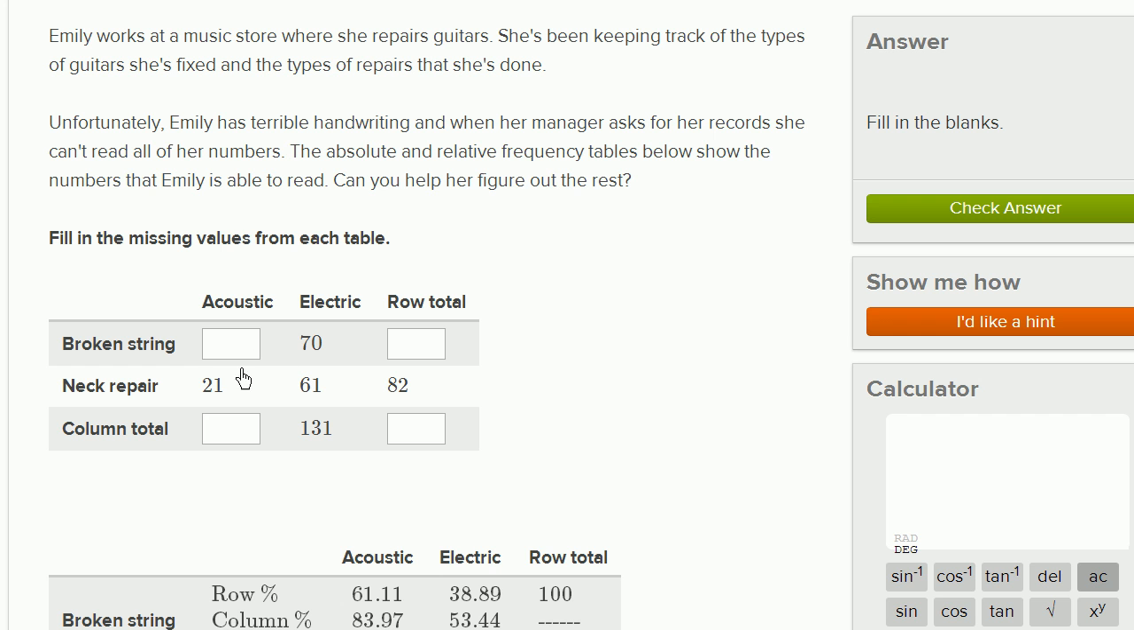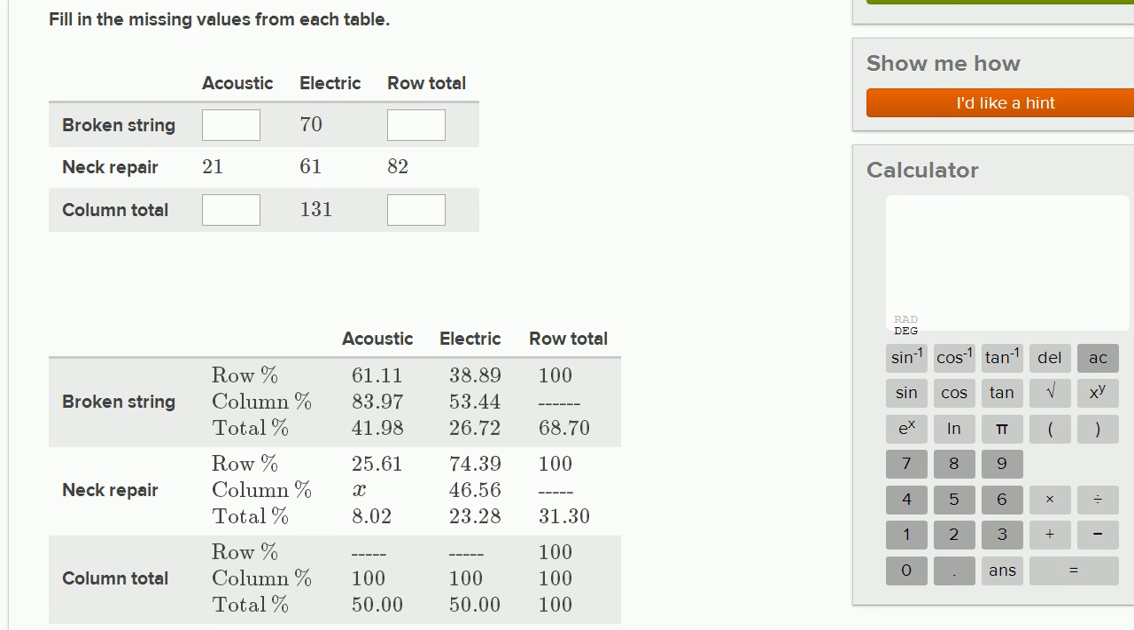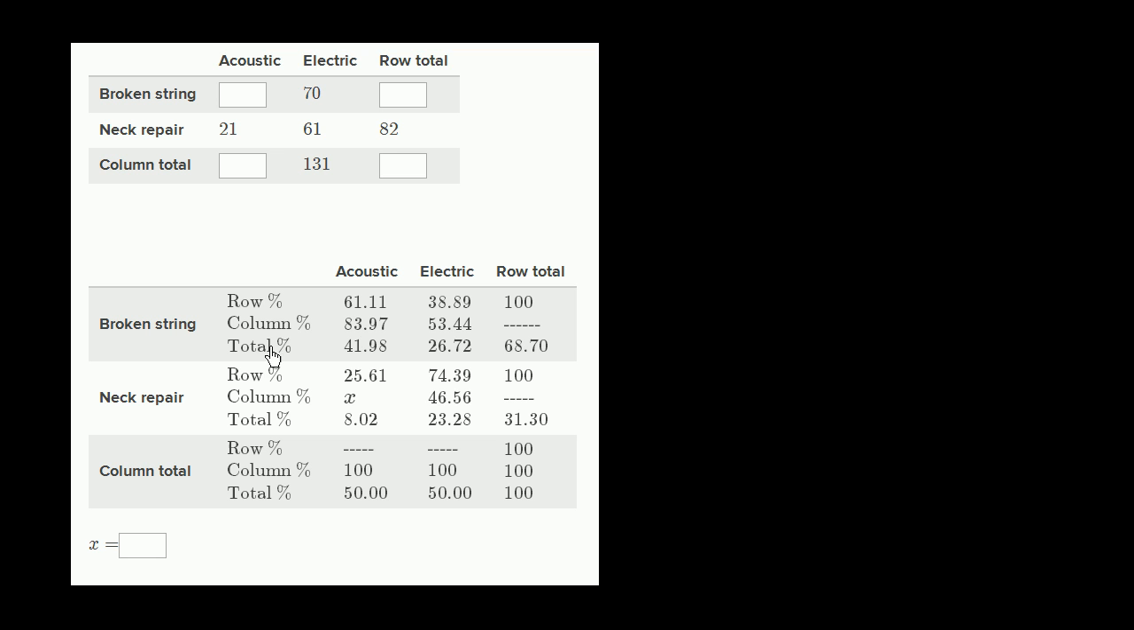So I've actually copied and pasted the absolute and relative frequency tables right over here, on my little scratch pad, and so we could do it right over here. And so let's think through each of these. What's going on here? So this is the absolute frequency, and here are the relative frequencies. So she couldn't read this. This plus this is going to be that. This, so the broken acoustic strings plus the acoustic neck repairs is going to be the total acoustics that she's done. So these are the absolute numbers. And here are the relative numbers.